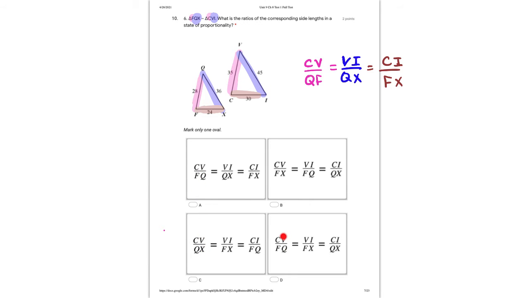Same here. So there's CV, nope, not that one. Yeah, it is. So here's the only two that have CV over QF or FQ. It's got to be one of these two. Then I got VI over QX. Oops, they don't have that. So there's my VI over QX. And there's my CI over FX, so it's clearly got to be answer A there.